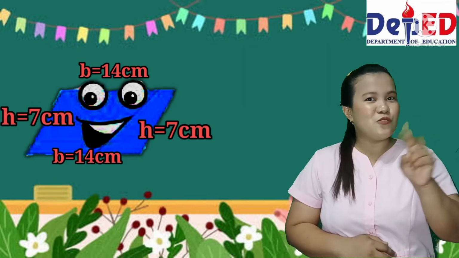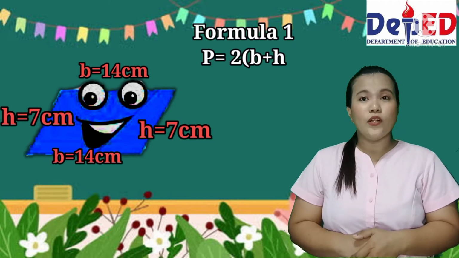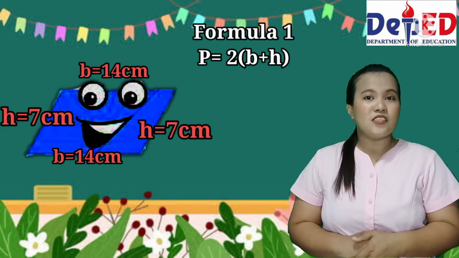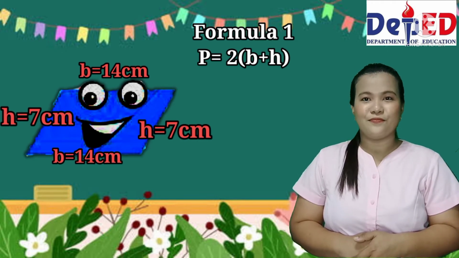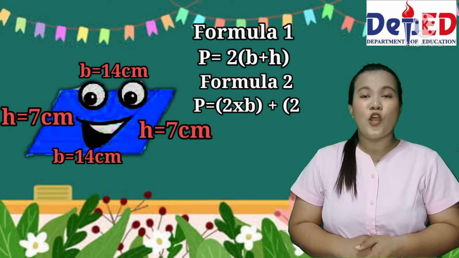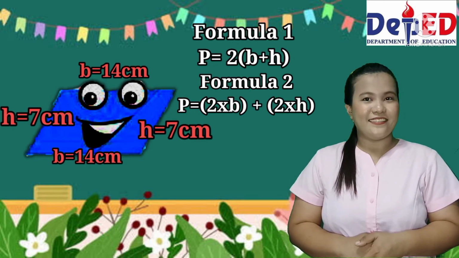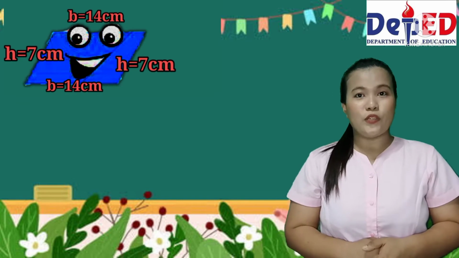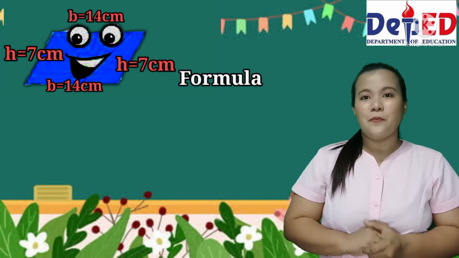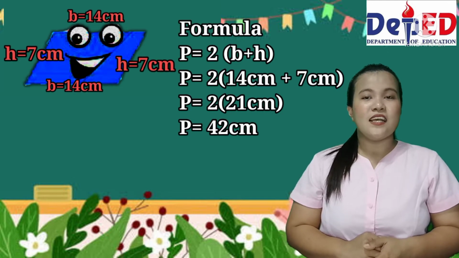Or, we can simply use the formula of the parallelogram in getting its perimeter. Actually, we have two options. The first formula would be P is equal to 2 times B, where B stands for base, plus H, where H stands for height. The second option will be P is equal to 2 times B plus 2 times height. So if we substitute our given in the first formula, it will be P is equal to 2 times 14 plus 7.